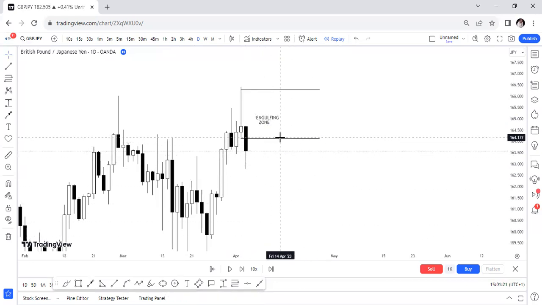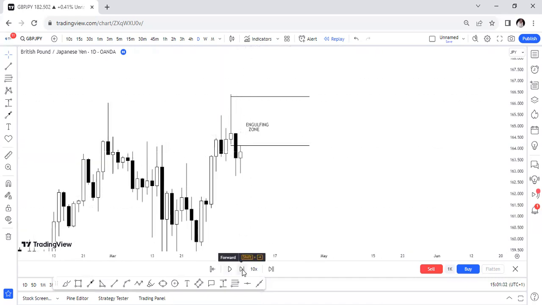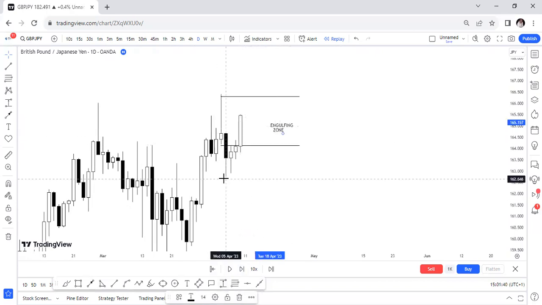This is a bearish engulfing, right? So we want to see price. If you are going to buy it, we want to see price break through this level. Let's see what happens. Price going through it. This is the daily chart, right?